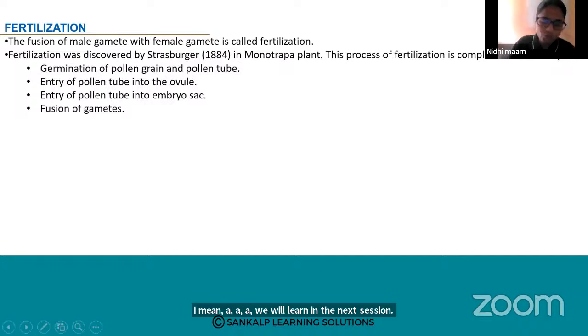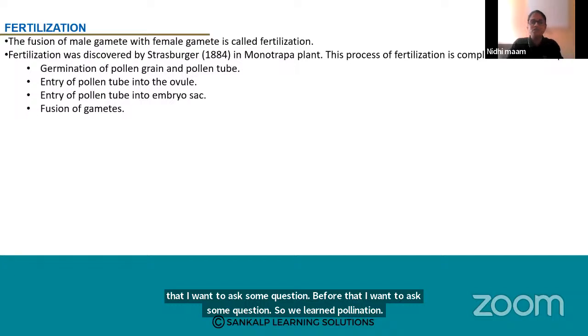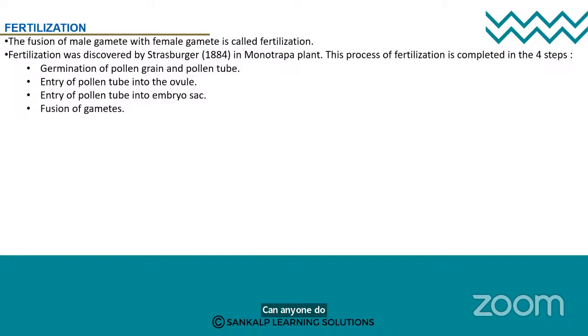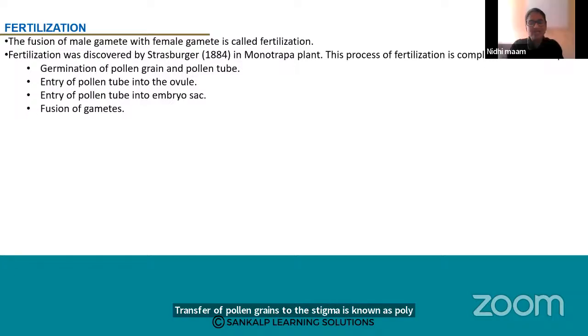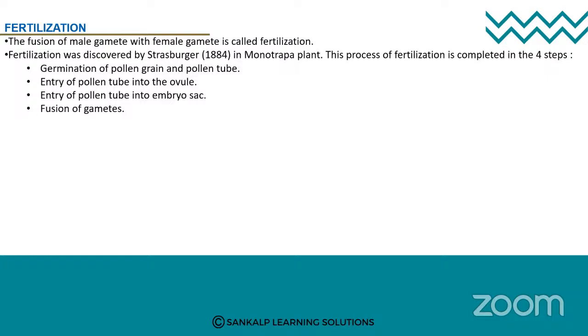So we learned pollination. Can anyone define pollination? What do you mean by pollination? Transfer of pollen grains to the stigma is known as pollination. Very good. Which are the two main types of pollination? Self-pollination and cross-pollination. Anita answered it. Misbah Kausar answered it.